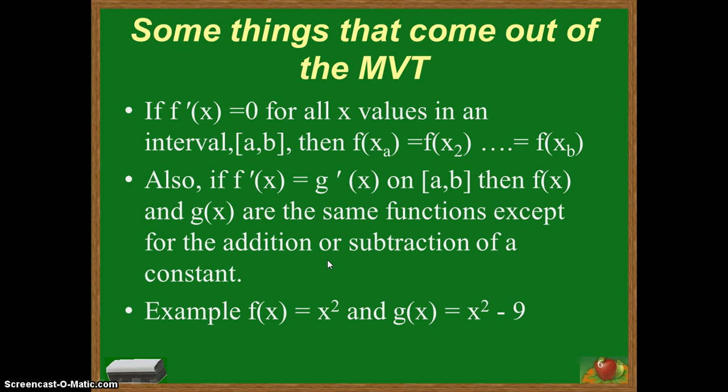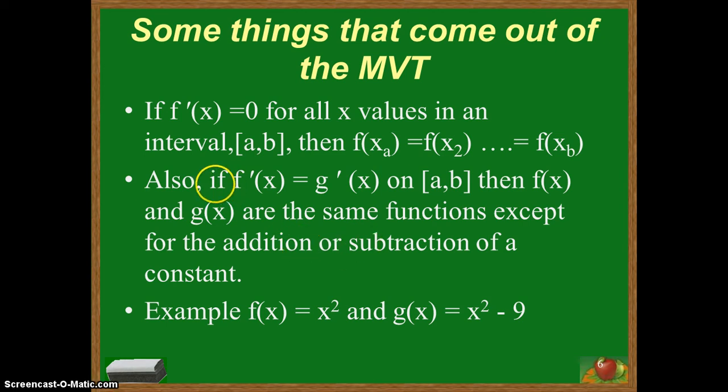Some things that come out of the MVT. Well, if f prime of x is 0 for all x values in the interval (a, b), then we're going to say that the function values at all those values are equal. Just think about it. If we have a slope that's horizontal, that means the function isn't changing. So therefore, the line has to be a horizontal line.